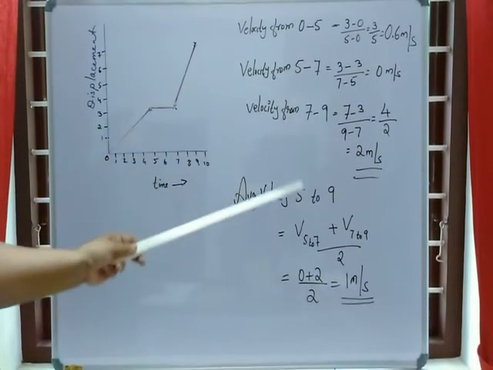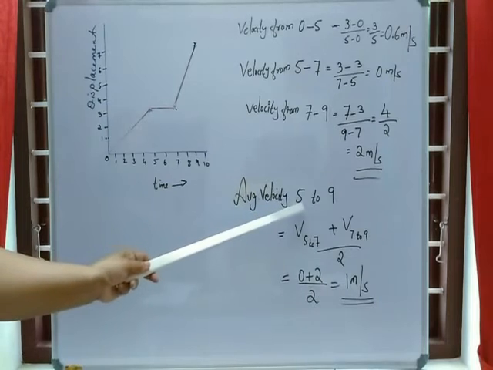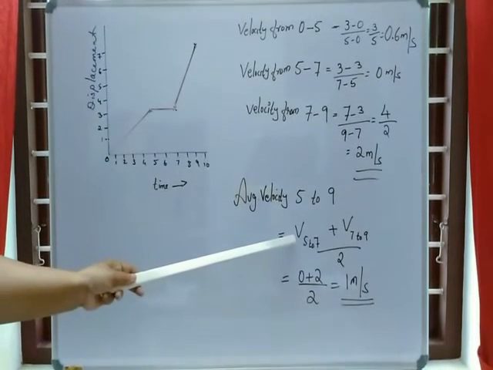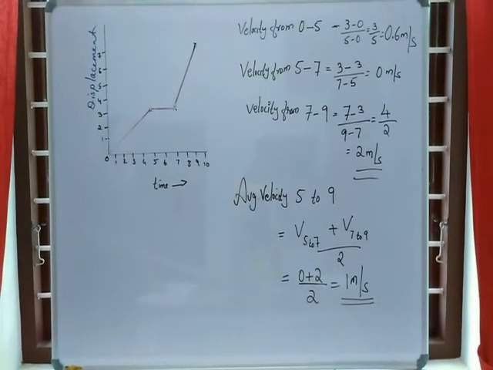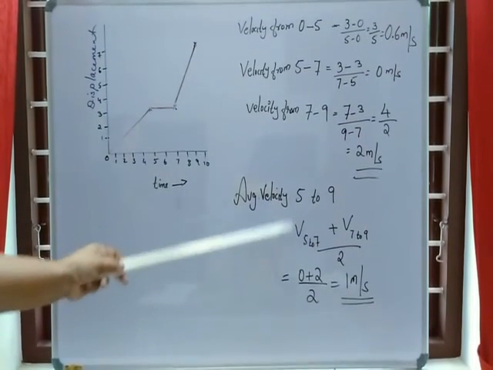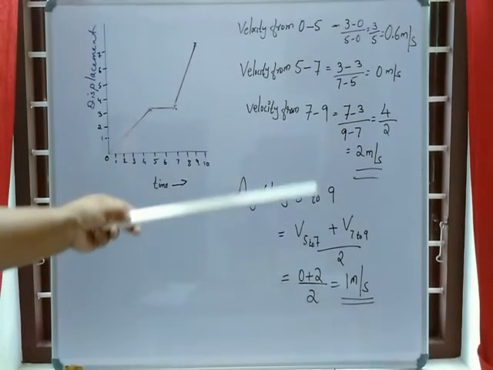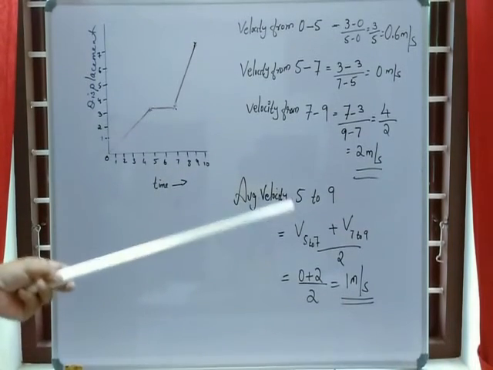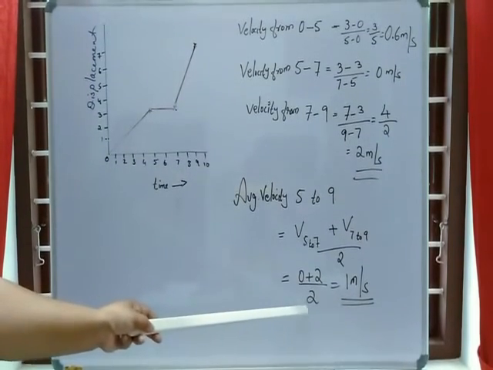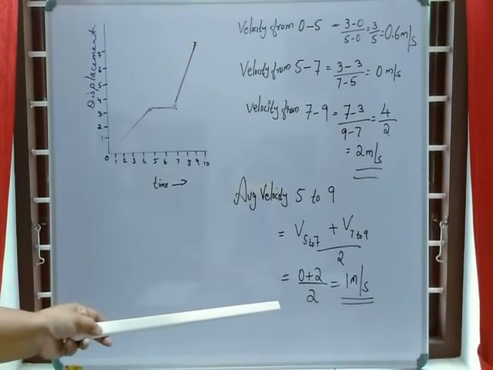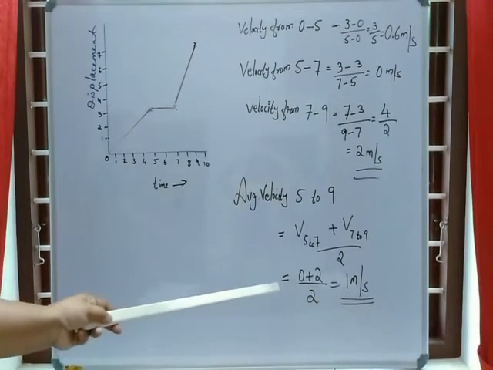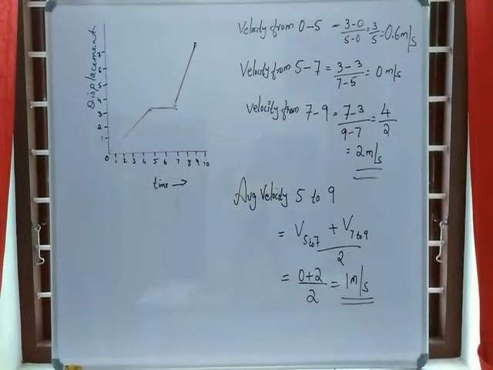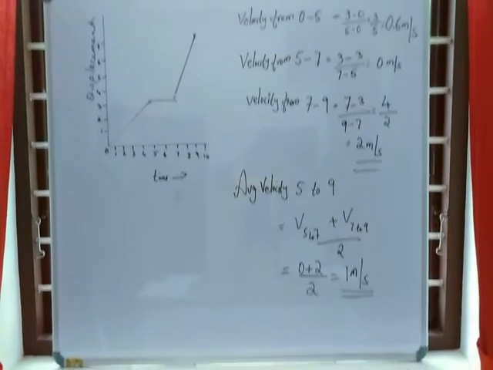So the average velocity from 5 to 9 seconds is the velocity from 5 to 7 plus the velocity from 7 to 9, divided by the number of occurrences. The velocity from 5 to 7 is 0 and from 7 to 9 is 2. That is how we used to calculate the average. So 0 plus 2 by 2. 0 plus 2 is 2. 2 by 2, we will get 1 meter per second.